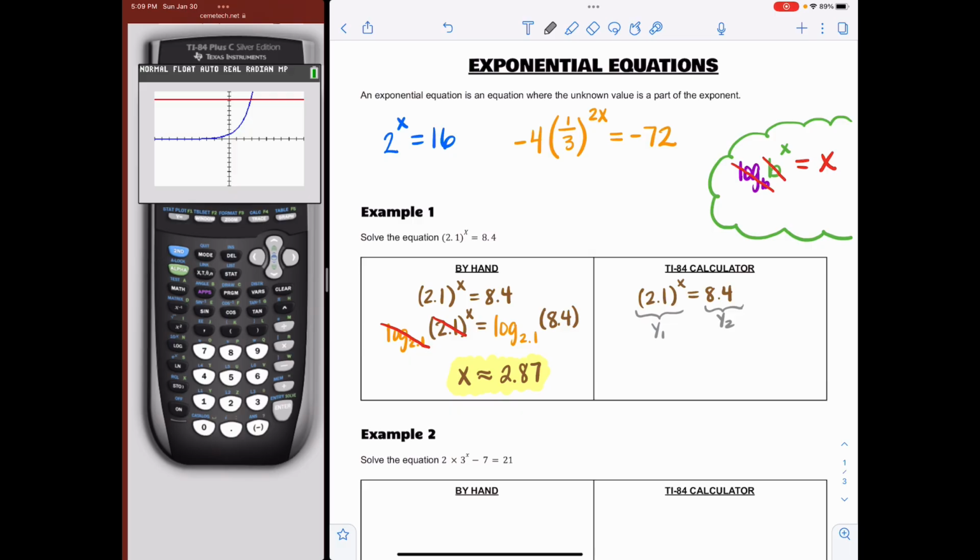Because we can see where the two colors meet, or the intersection, we press second trace and go to number 5, and we go up. Press enter 3 times, and we see that we get the same exact answer. So we still end up confirming that x is approximately 2.87.